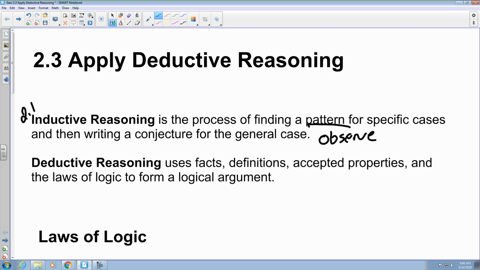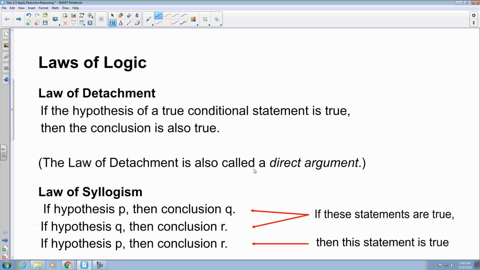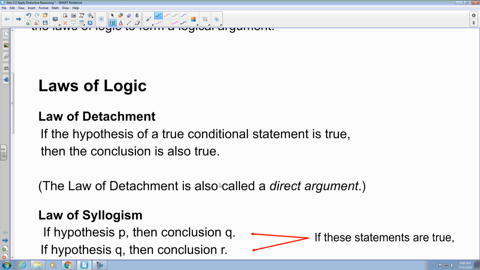Deductive reasoning uses facts, definitions, accepted properties, and the laws of logic to form a logical argument. Of these laws of logic, we have two: the law of detachment and the law of syllogism. The law of detachment says that if the hypothesis of a conditional statement is true, then the conclusion is also true. It is also called a direct argument.